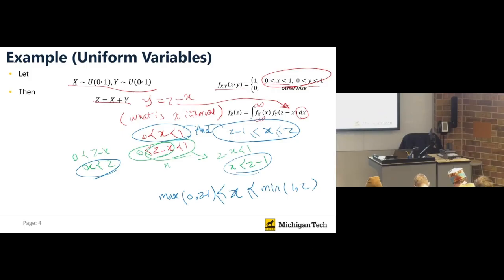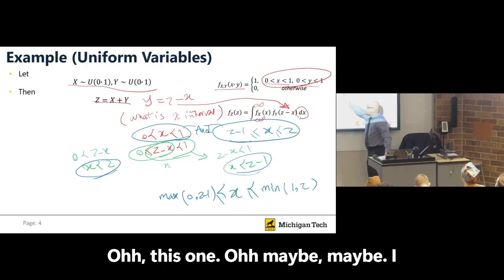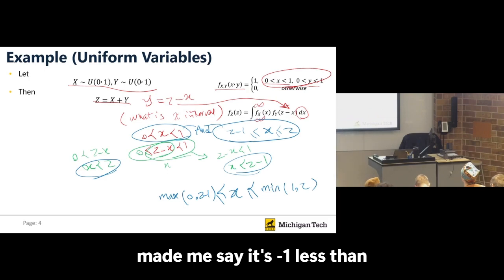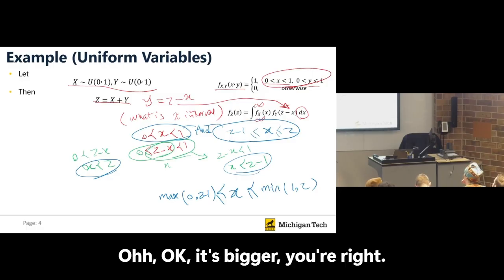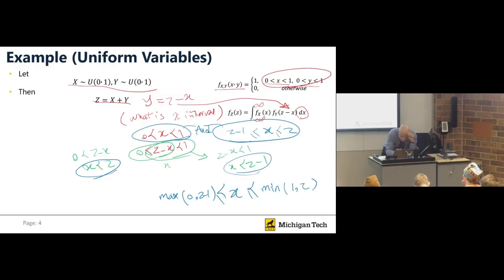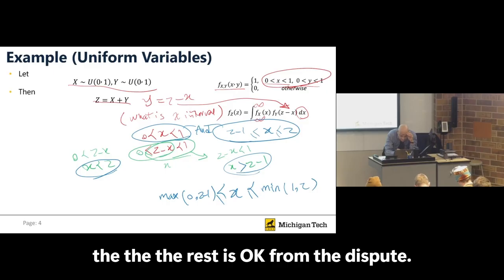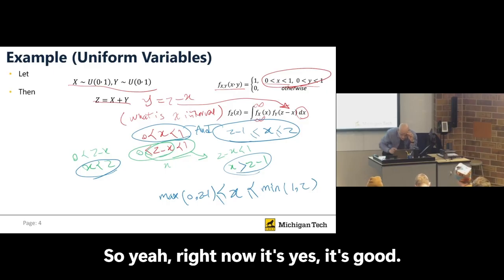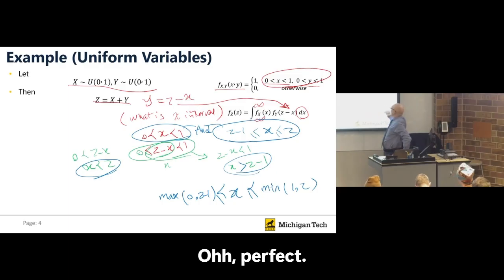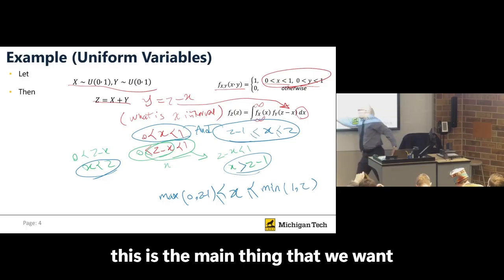Yes? Sorry, what? Why this? Oh, this one? Oh, maybe I made a mistake. Oh, z minus 1 less than 1. So we take x to that side. Oh, OK, it's bigger. You're right. You're right, it's bigger. I made a mistake. But the rest is OK. From these two, yeah, right now it's good. OK, perfect.